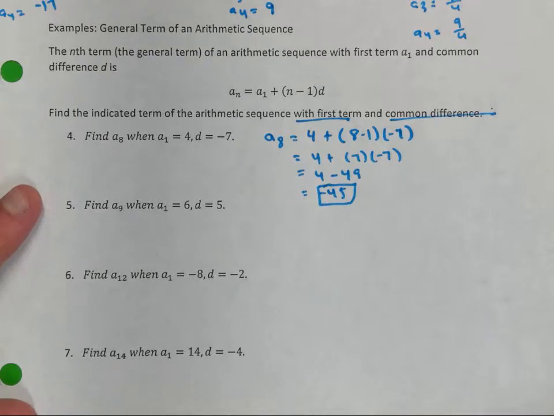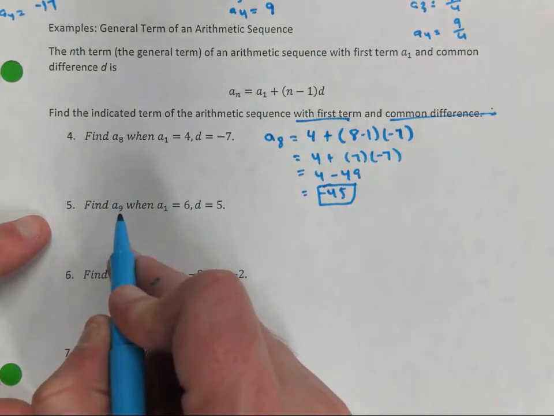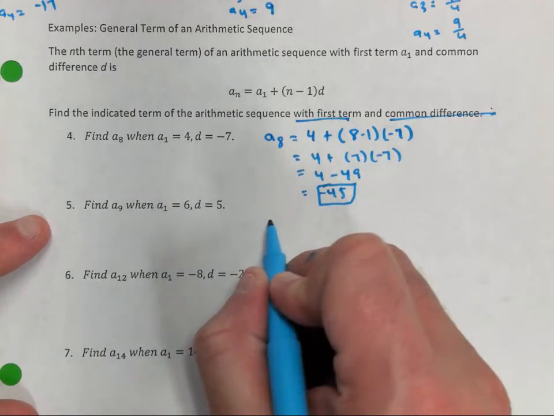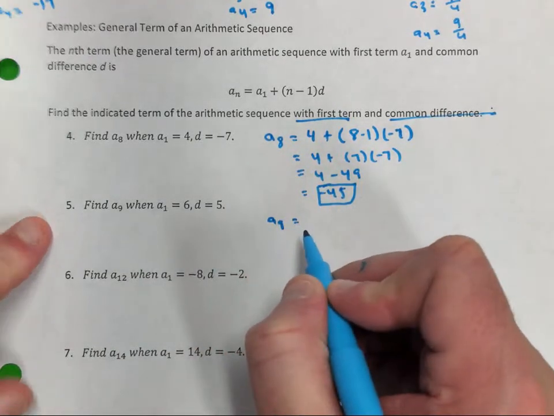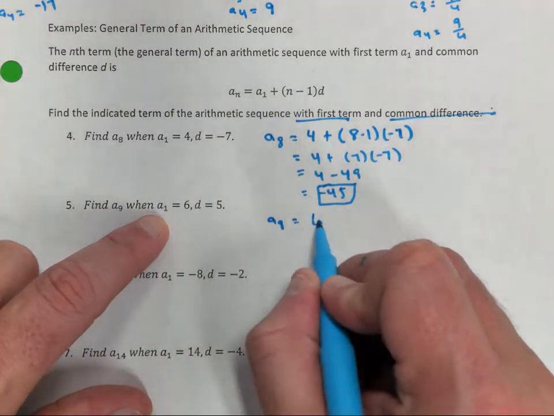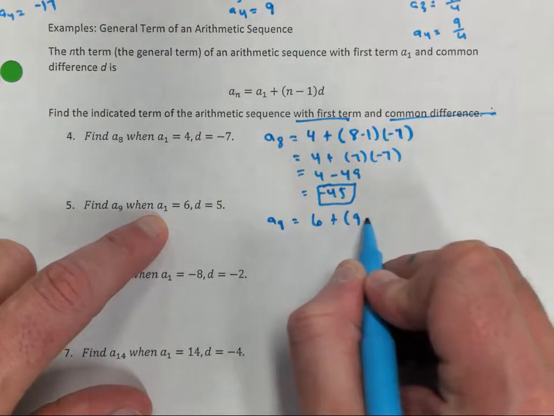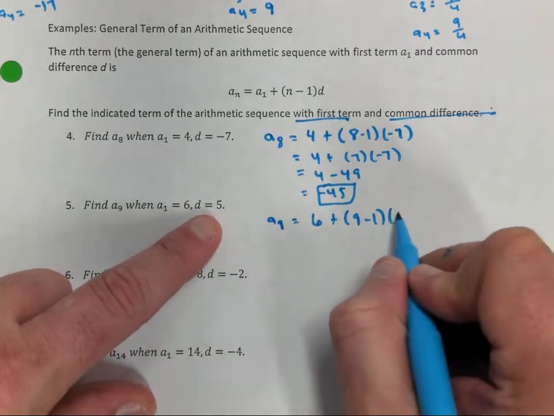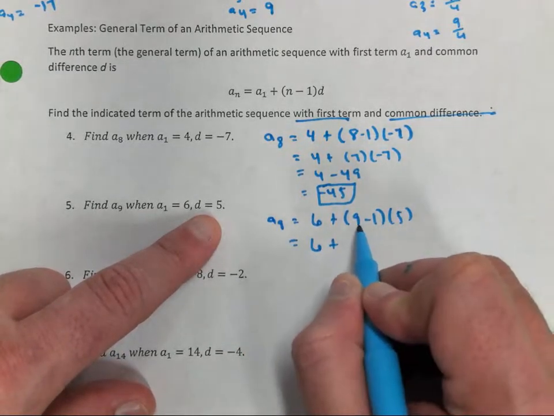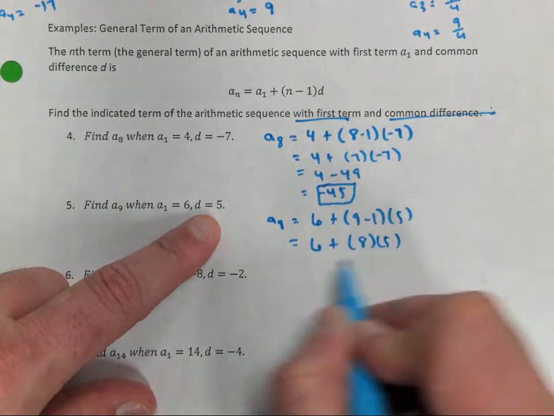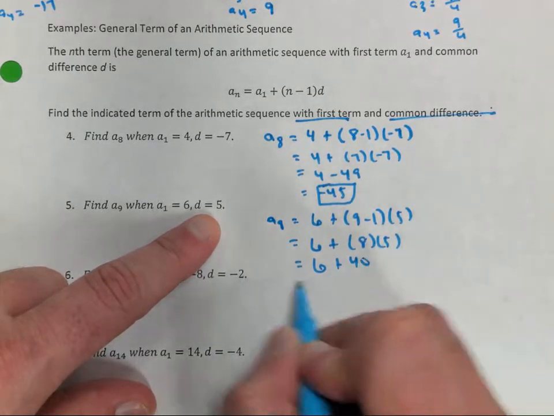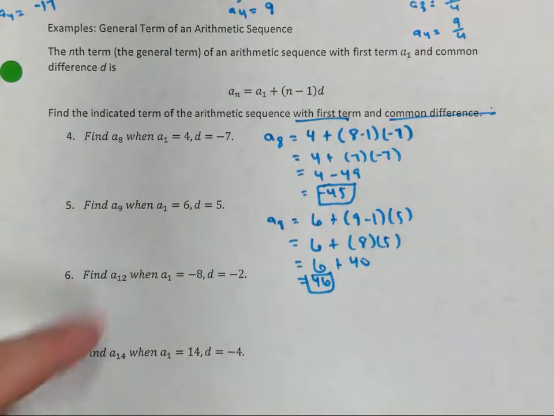Let's do one more and we'll call it a day. It says find a sub 9. We're finding the 9th term. So a sub 9 equals, my first term is 6, plus that 9 will go in for the n, and my d is 5. 9 minus 1 is 8. 8 times 5 is 40. That gives me 46 as my answer. There's only 4 lessons this unit. We just covered 2 of them. It's not too bad, is it?